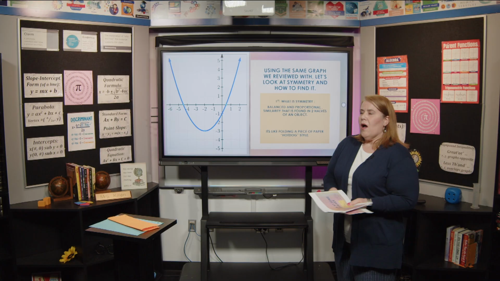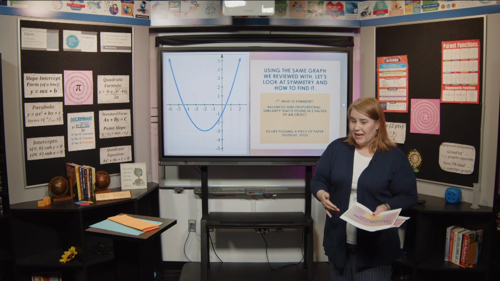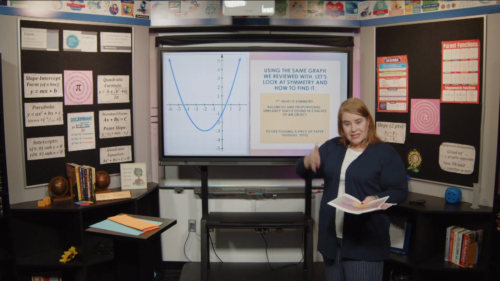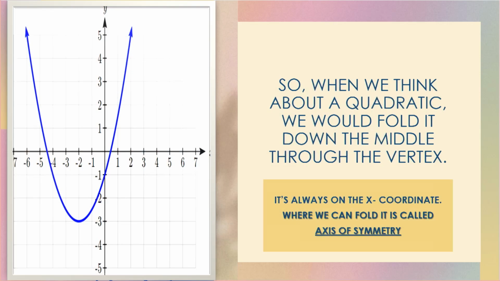So what I'm hearing you say is if I fold it down my vertex, I should have symmetry. That's interesting. Let's look at some more. So when we think about a quadratic, we would fold it like we did our paper down the middle through the vertex, and that's what you told me. It's always on the x coordinate where we can fold it, and that is called our axis of symmetry.